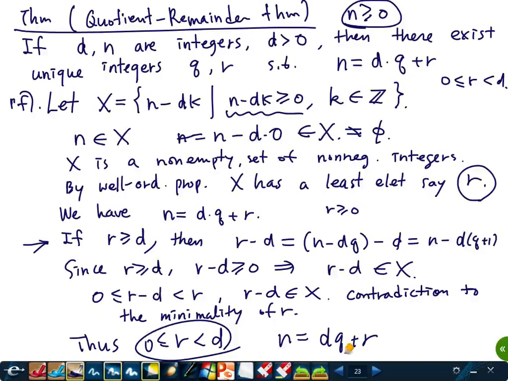This may be a little difficult if you look at it for the first time, but it is a very good example of using the well-ordering property. But actually, the proof is not yet done. We have to show one more thing. The statement says two things: they exist and they are unique. You cannot find other examples other than this r and q.